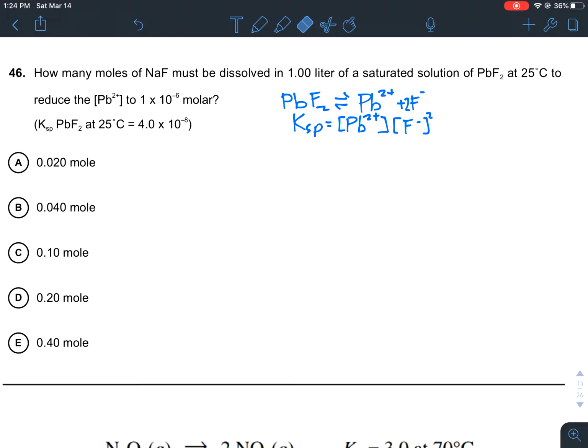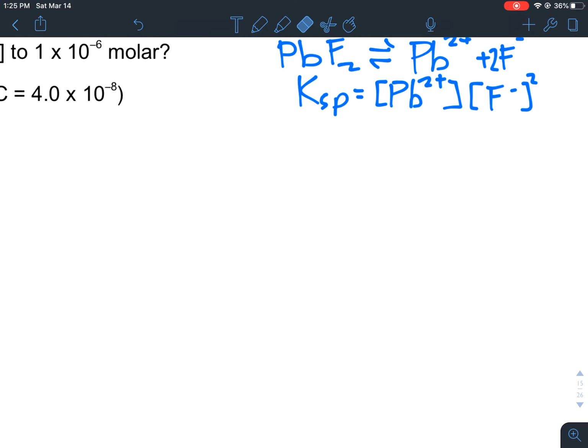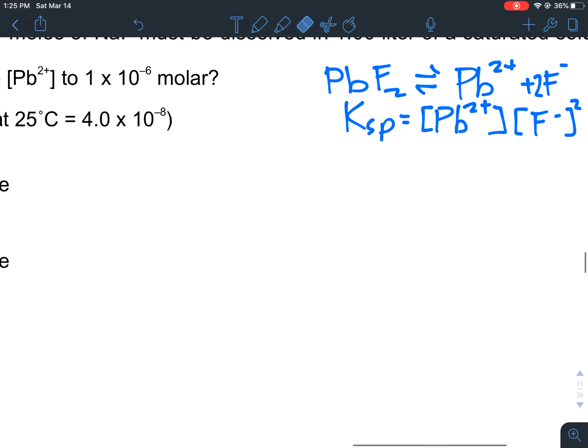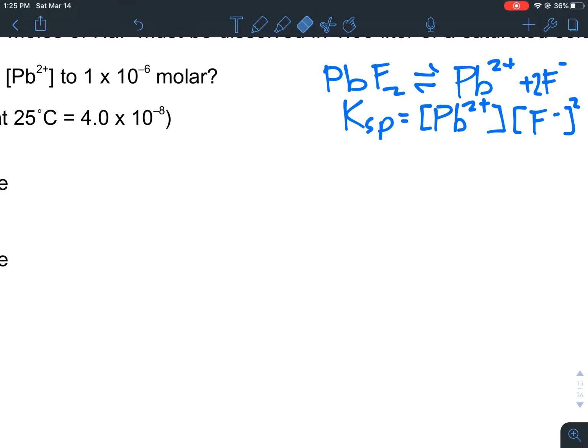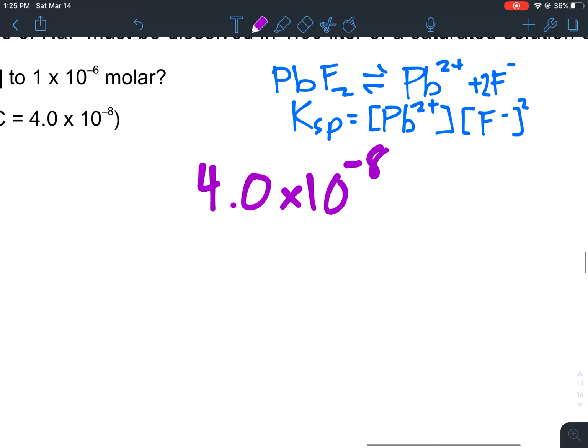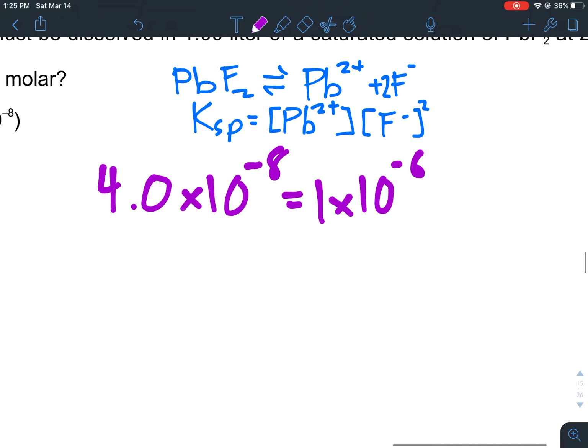Okay, so we've been given some numbers. That KSP has been given to us, and notice how I already set up our KSP. Our KSP is 4.0 times 10 to the negative 8. Our Pb is equal to 1 times 10 to the negative 6. And we're just trying to find the concentration of our F, but our F is squared because the coefficient of this 2 becomes an exponent in our K expression.